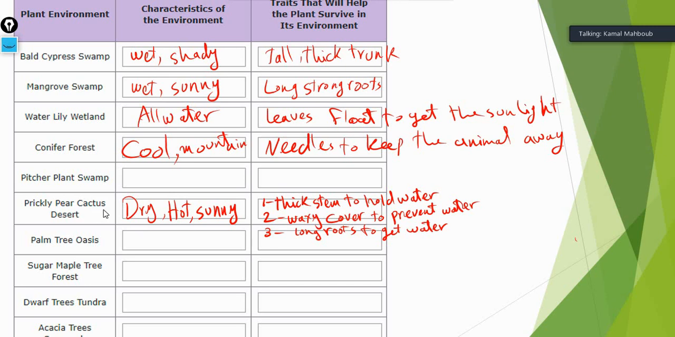Let's talk about cactus, because cactus is the most important one. I will explain it, and we will write all these details in the book. Okay, if you don't have more place in your book, you can write on paper outside and stick this paper in your book. Okay, now the cactus is the most important one, guys.